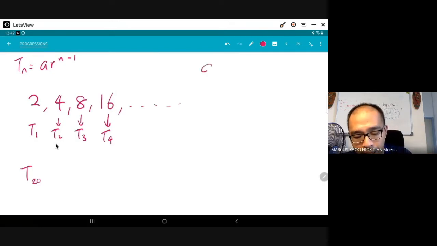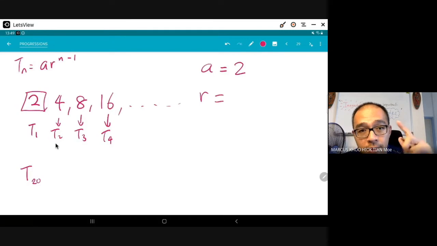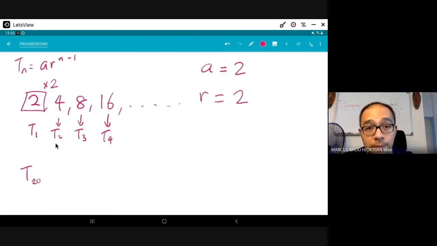Okay, what is my A? A is the first term. Okay, A adalah 2. What is my R? Macam mana saya mau cari R? Ini adalah darab berapa? Darab 2. So R adalah 2. Satu lagi cara untuk mencari R: nombor di depan divide by the nombor di belakang. Okay, 4 bahagi 2, 2. 8 bahagi 4, 2. 16 bahagi 8, 2. Okay, so R kita adalah 2.